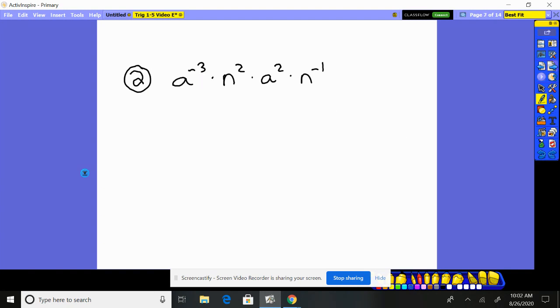Problem 2, I have quite a few. I see a negative exponent right here, so right away, I write my fraction bar. A to the negative third, I'm putting it down below. N squared, he doesn't have a negative exponent, so I'll leave him. A squared, no negative exponent, so I'll leave him. That does have a negative exponent, so we move it down below.